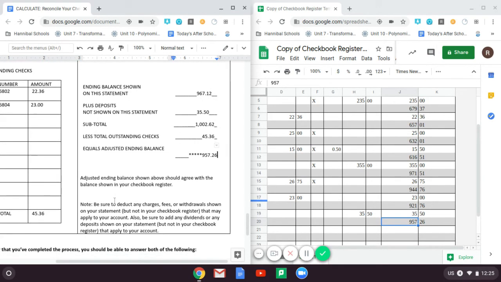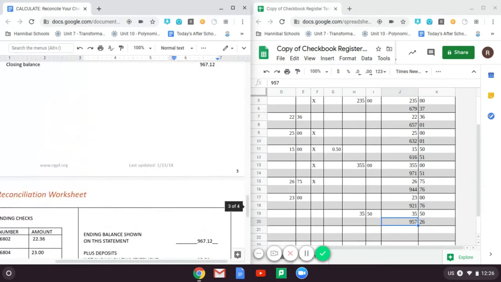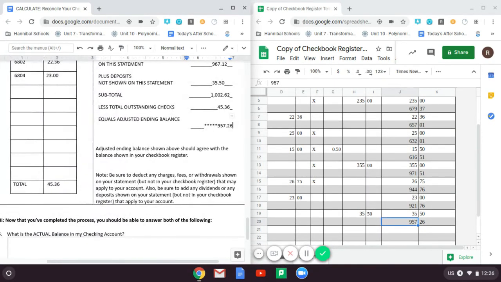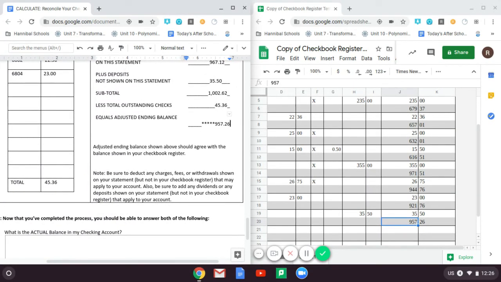So right here, the adjusted ending balance shown above should agree with the balance shown in your checkbook register. Again, that's why I gave it these 5 stars here. We have a 5-star rating because this adjusted ending balance matches our checkbook register balance. Okay, so that is a wrap on reconciling an account. That was fun. I haven't done that in a while. Oh no, I mean, I do that every month.